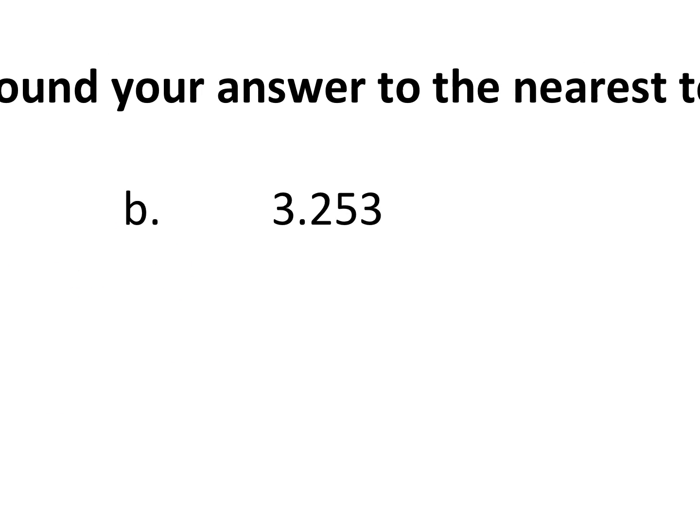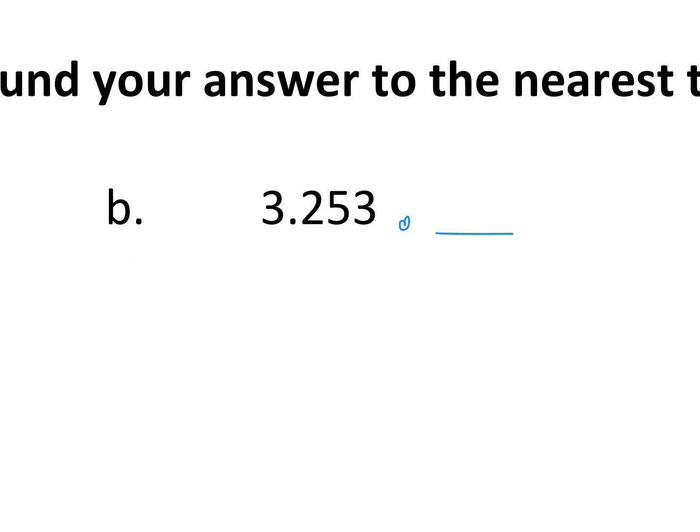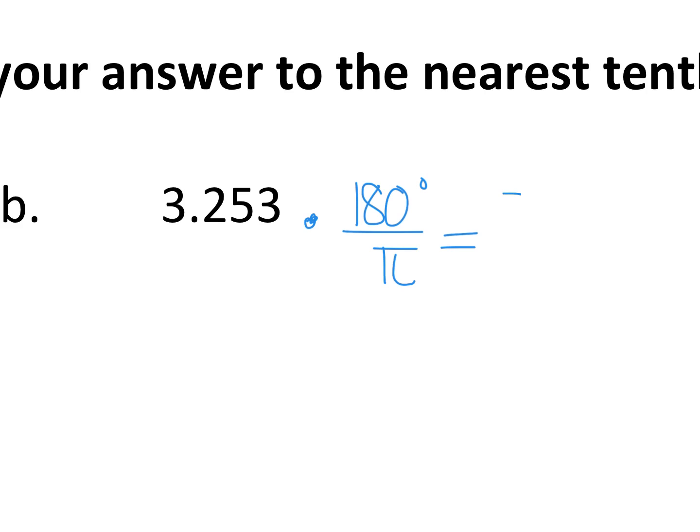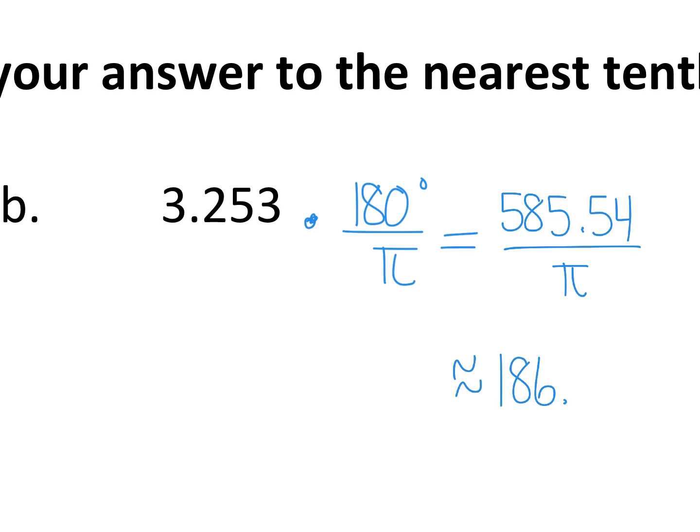All right, and now part B, same thing. We want this to be in degrees, so I'm going to multiply by 180 degrees over pi. And what this would equal is 585.54 divided by pi. Again, press that pi button on your calculator and we get approximately 186.38 degrees.